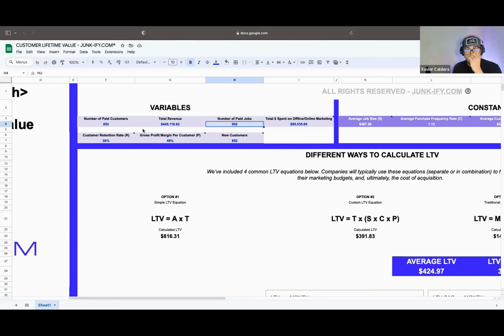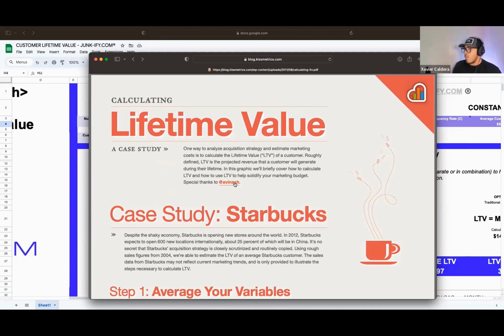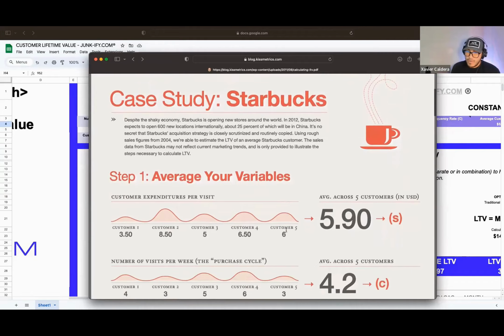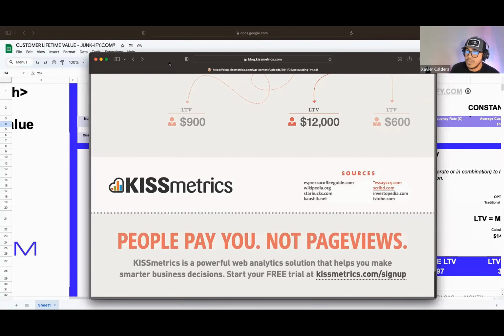100%. So I didn't say something about this spreadsheet. It was inspired by a guy named Avinash Kaushik, one of the chief strategy officers of one of the most successful marketing companies. He did a paper for Starbucks because he wanted to calculate the Starbucks LTV. This is the actual PDF he created. It's a blog where he calculates the LTV. He's the author of Web Analytics 2.0, a very good book. This is a case study with Starbucks, and I got inspired from this article to create the LTV. I can give you the URL so you can check it out later.